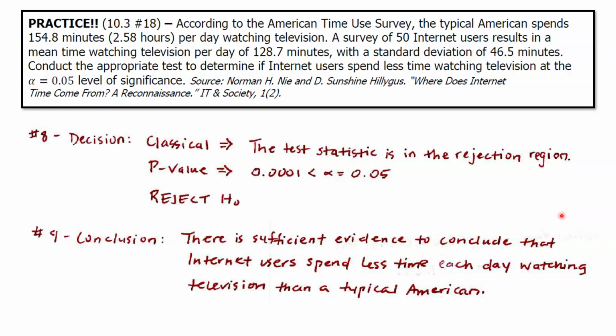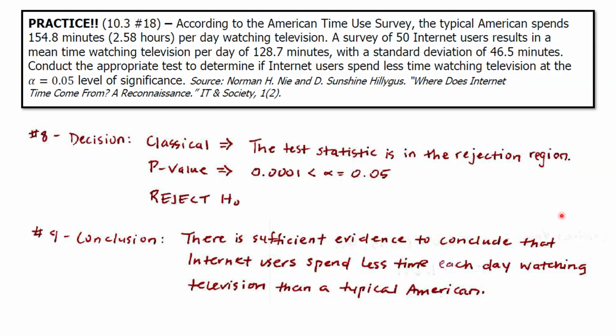So what were you testing in this problem? Do internet users watch less TV than the typical American? What did you find? Internet users in our sample watch an average of 128.7 minutes per day. That's roughly 26.1 minutes less per day. And the verdict? This is highly statistically significant. The p-value of 0.0001 is extremely small, giving us very strong evidence that internet users watch less TV.